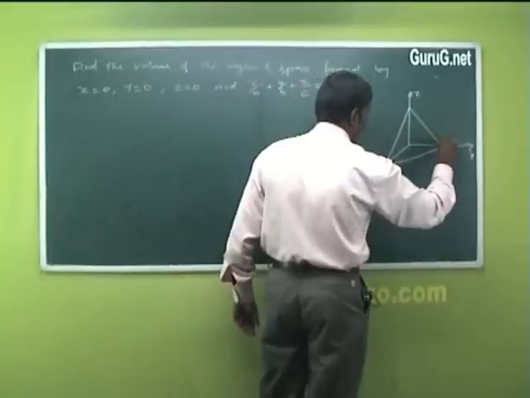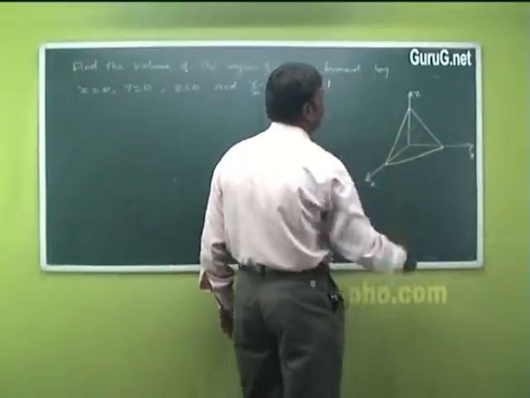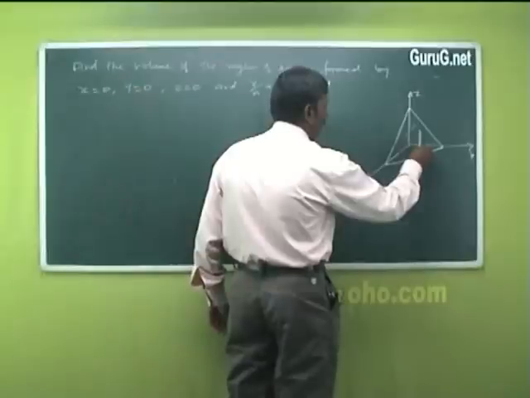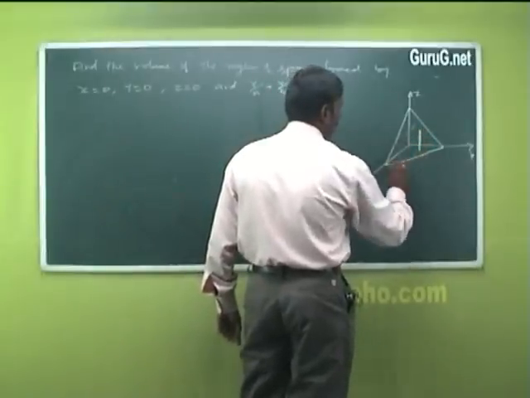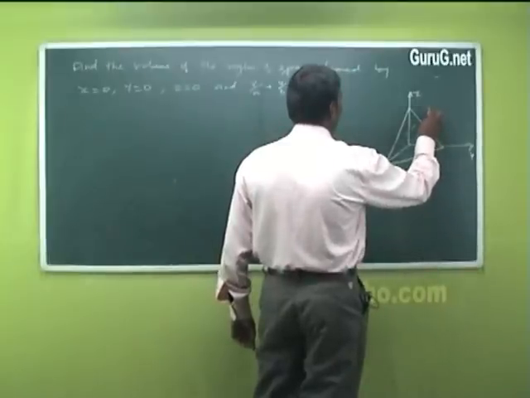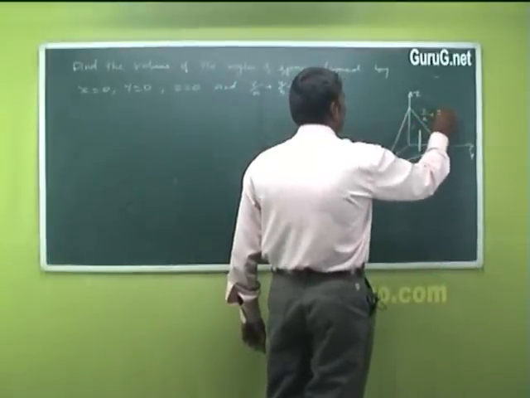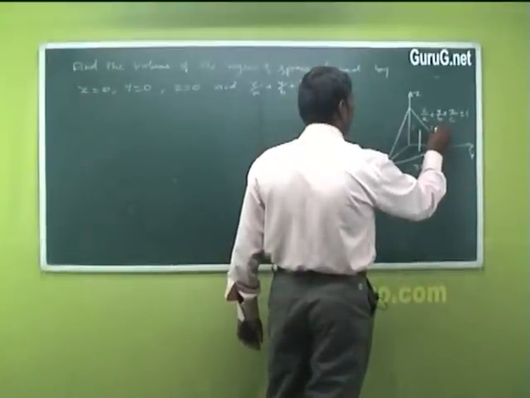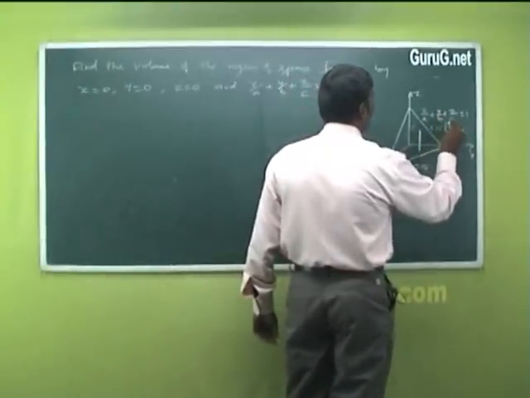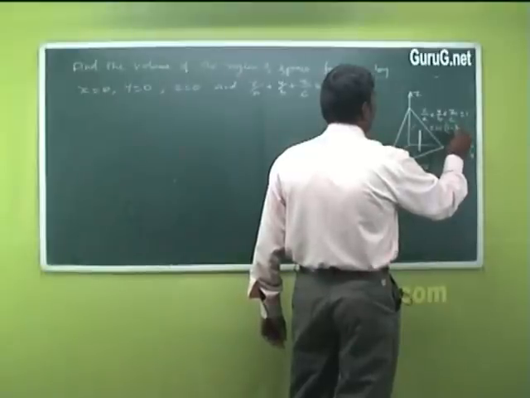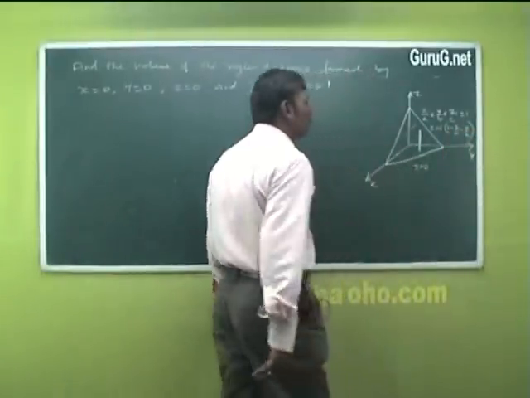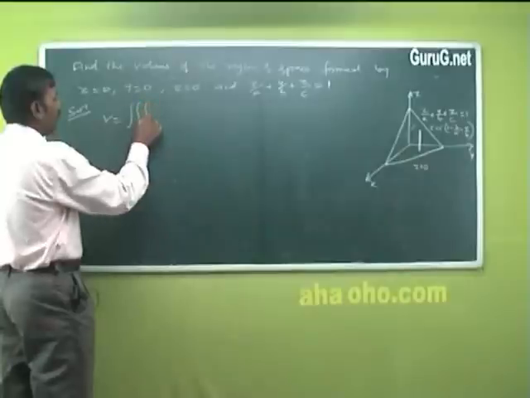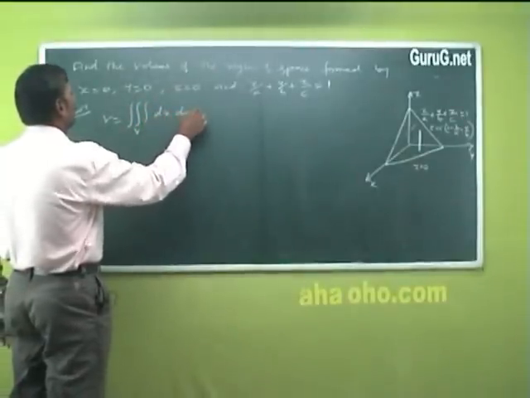So this is the region of space. We have to find out the volume of this region. Now I take a vertical strip. So this is the xy plane, so z equal to 0. And this is x by a plus y by b plus z by c equal to 1. So z equal to c into 1 minus x by a minus y by b, right? So in the formula, volume equals the triple integral over V dz dy and dx.